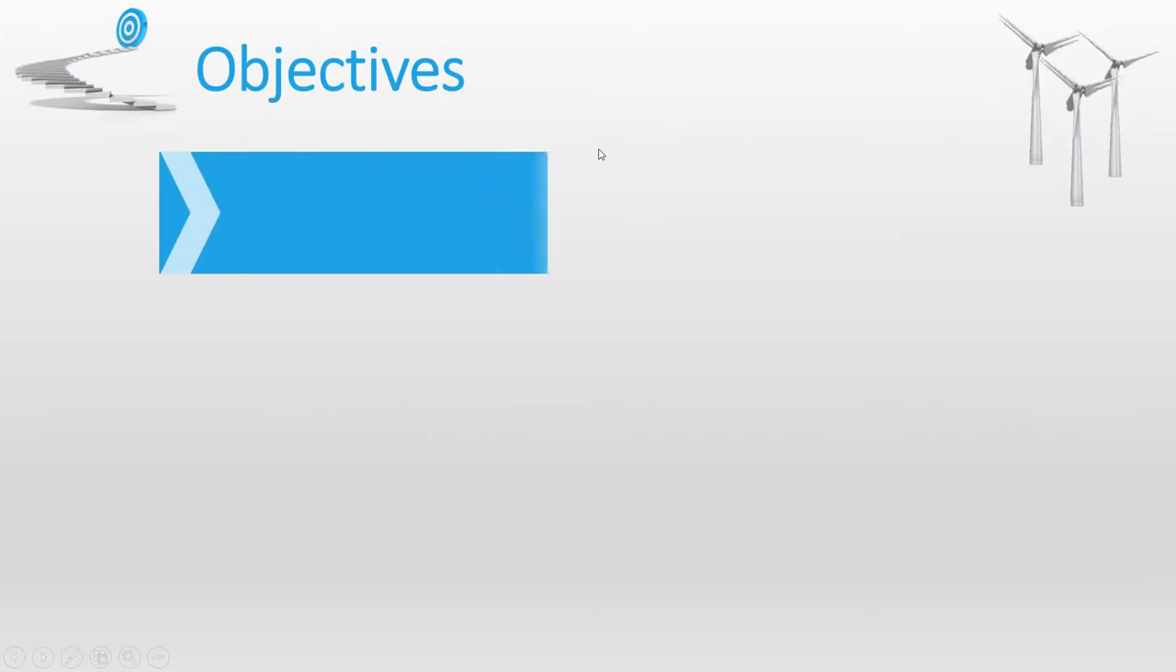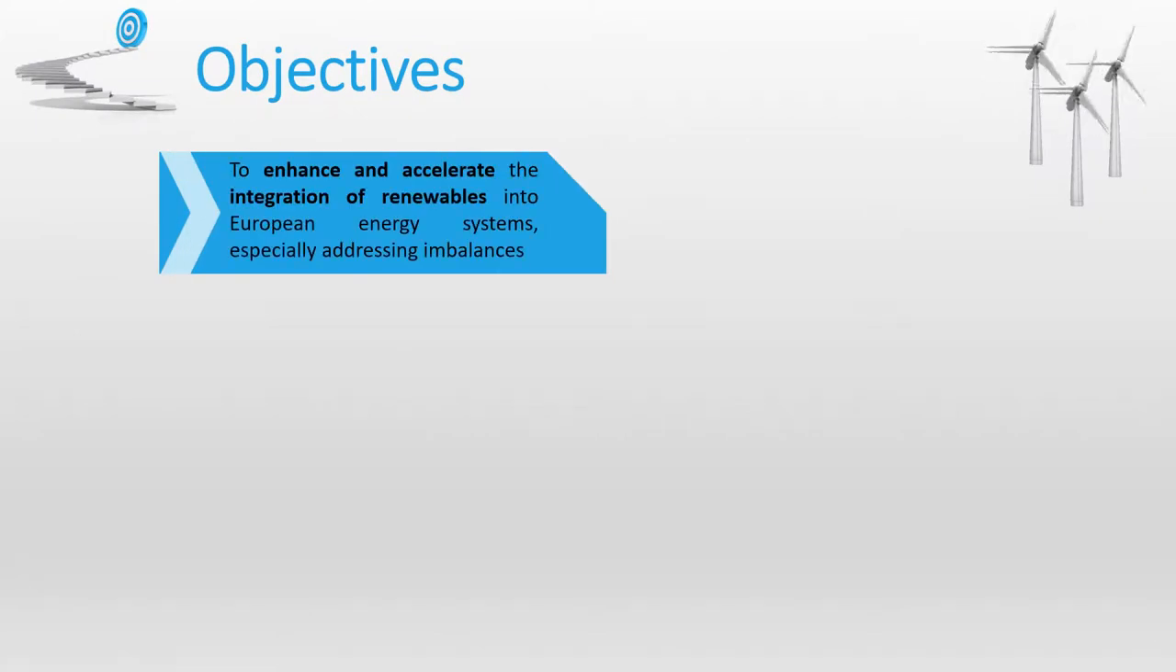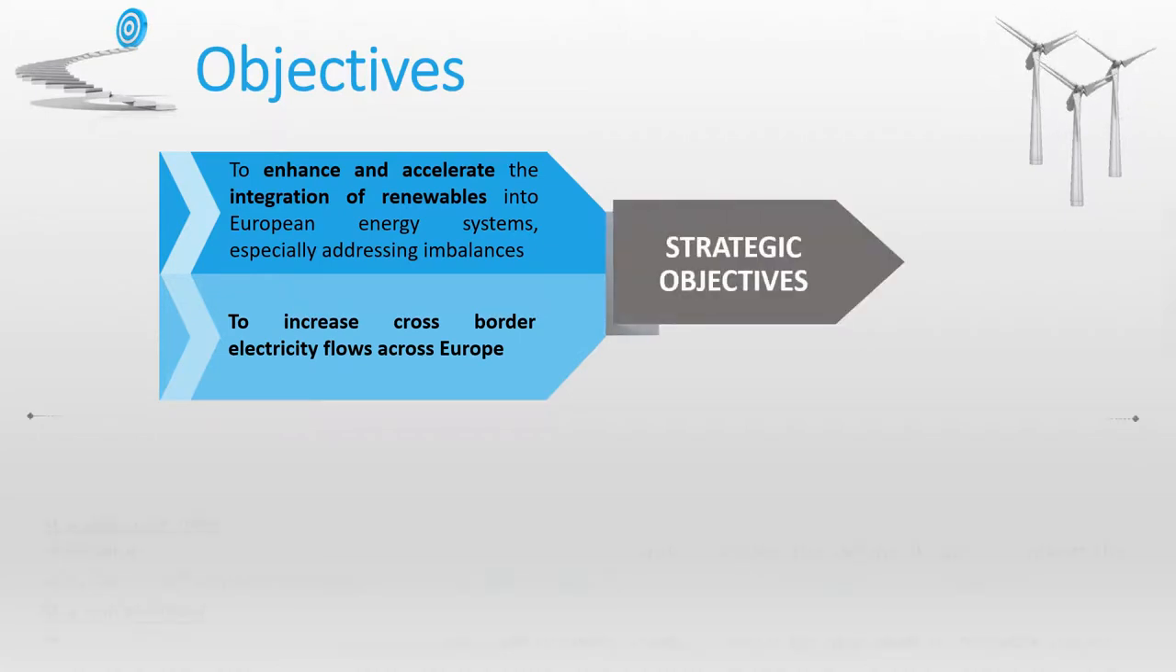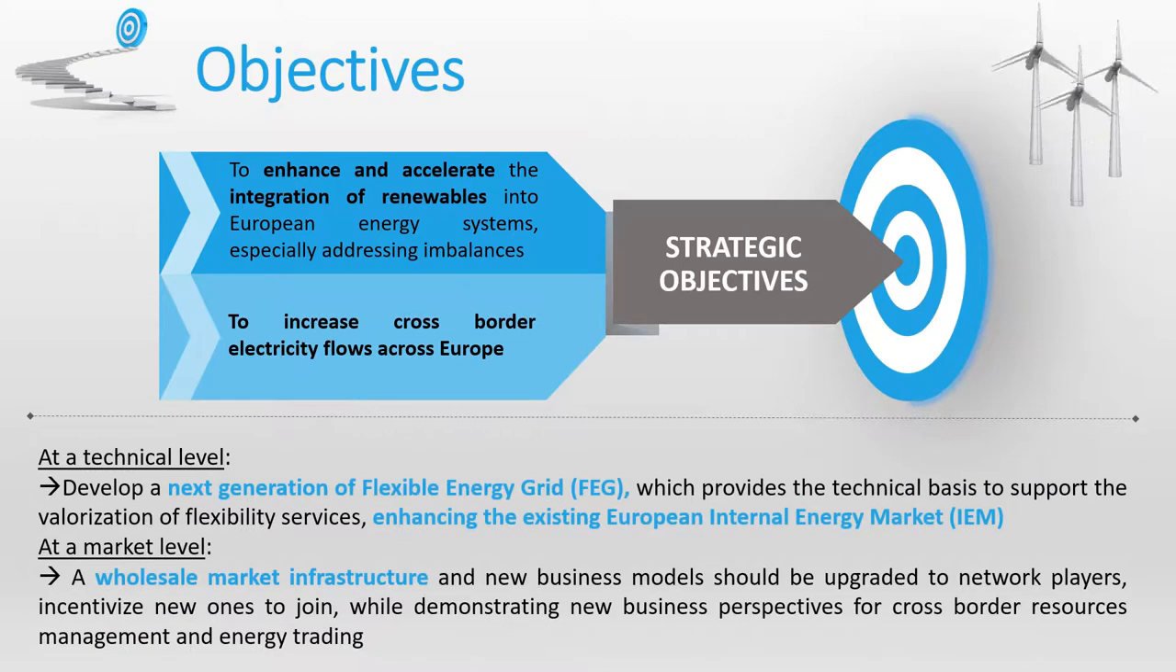Some words about the objectives of the proposal that we have prepared. Of course, we would try to align to the aims of the European Commission. So on one hand, we would like to enhance and accelerate the integration of renewables into the European power system. And also, we wanted to show tools with which we can increase the cross-border electricity flows around Europe. This has led to our strategic objectives. These objectives have been declared on both technical and market level.